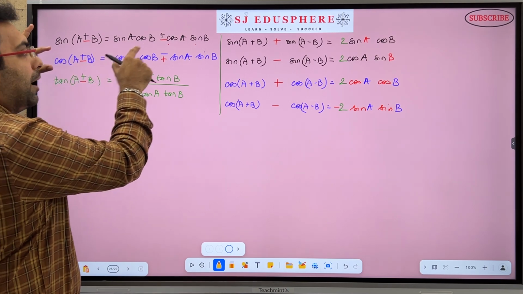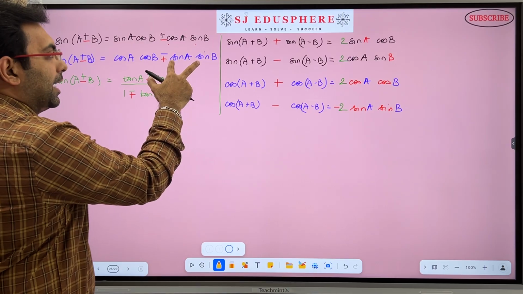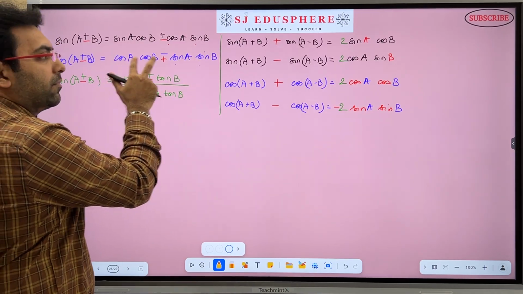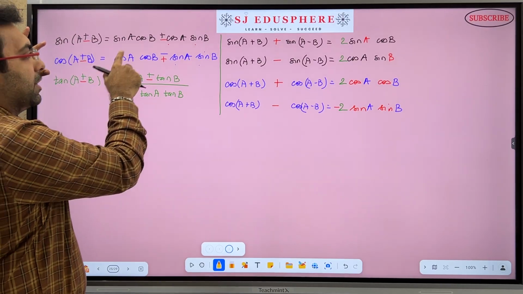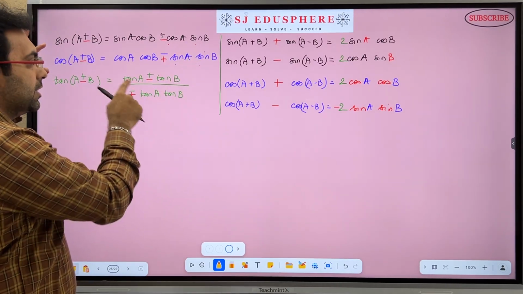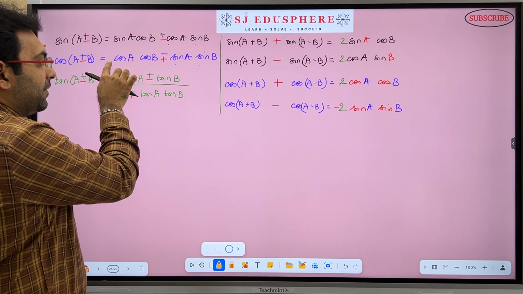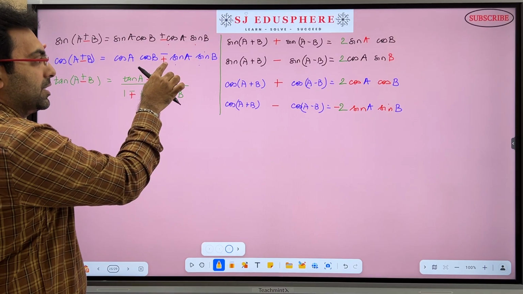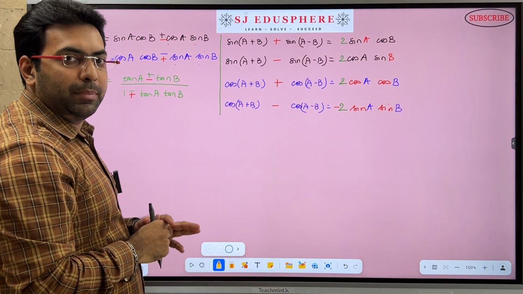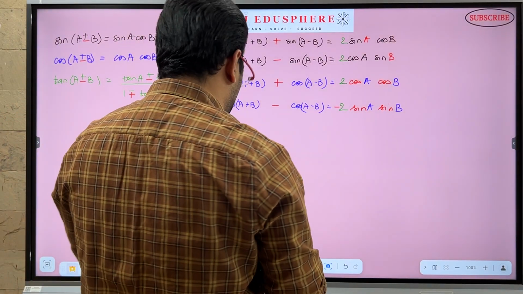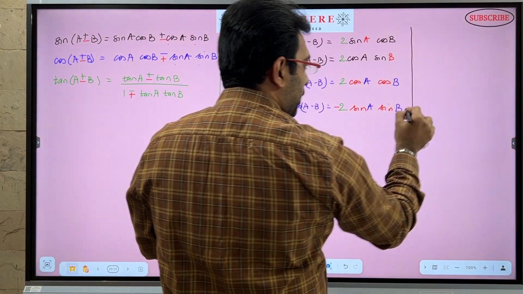cos(A+B) above formula plus cos(A-B) below formula. That means this part will get cancelled. I am left with 2 cos A cos B. Similarly, cos(A+B) above formula minus cos(A-B) below formula. Here if I subtract, this becomes minus, this changes the sign, cancel, left with minus 2 sin A sin B. Keeping the same logic and concept in mind, I am deriving the other set of formulas.